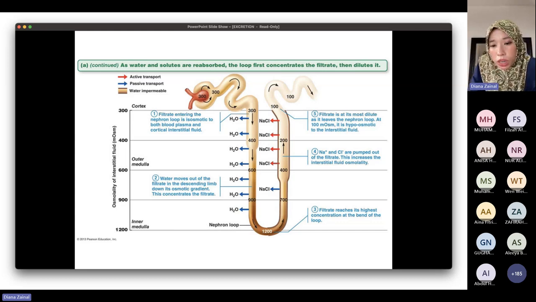Okay, so the filtrate reaches its highest concentration at the bend of the loop. So ni paling tinggi, you see, 1200. It's really high. So over here, sepatutnya hanya tinggal garam saja. Okay, and then once it goes up the ascending limb, tengok nampak tak? It's going to be 700, 400, 200.